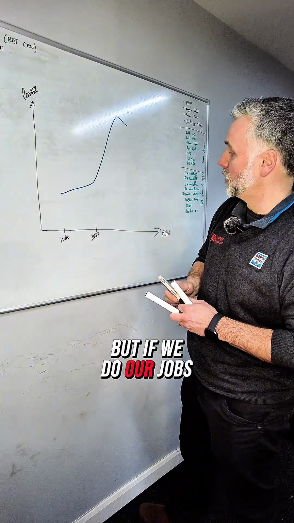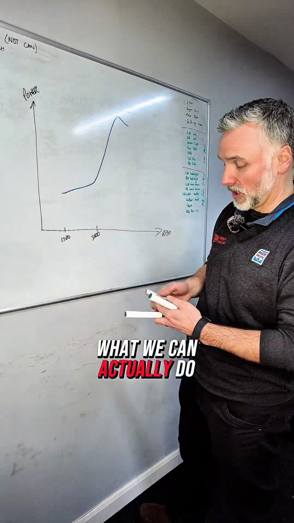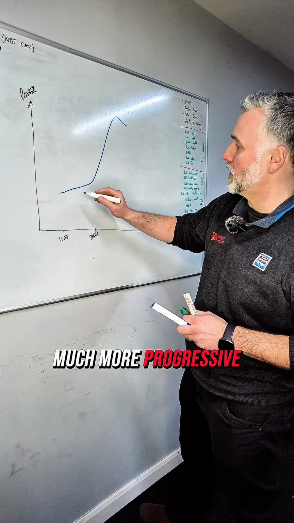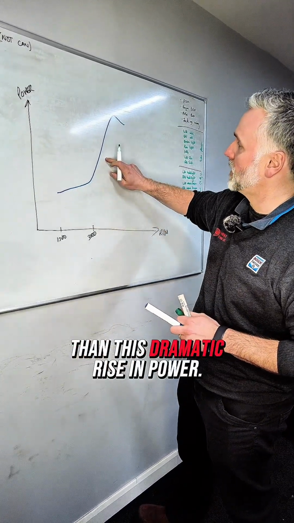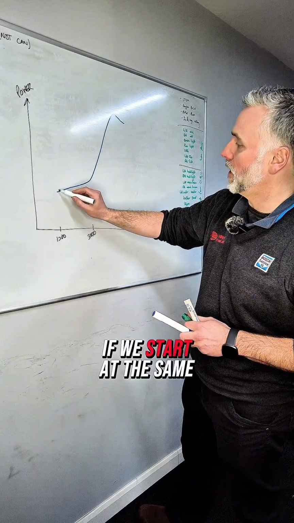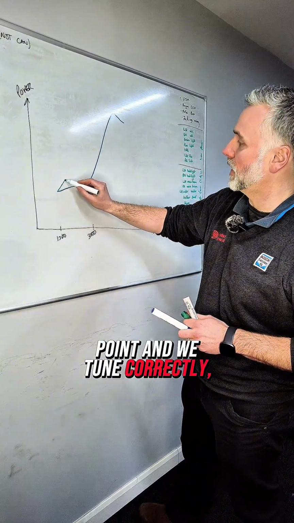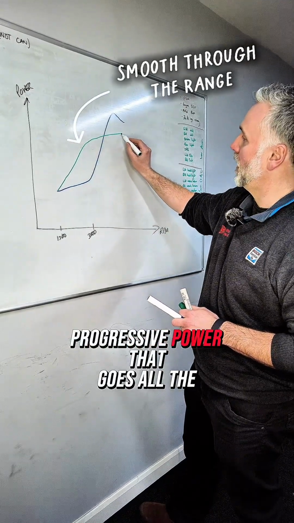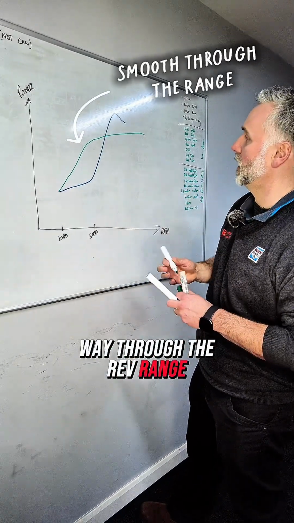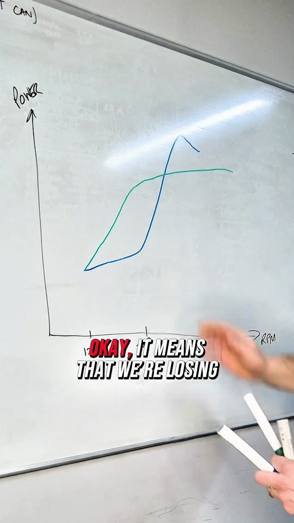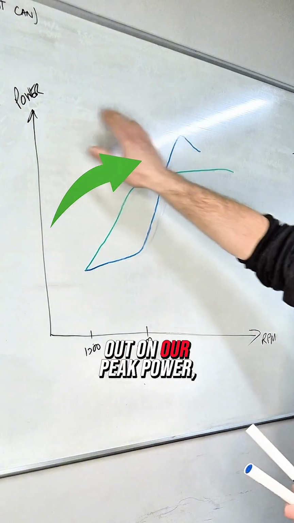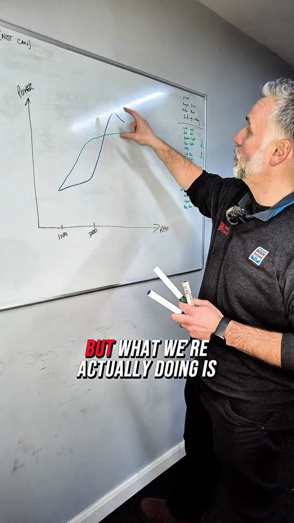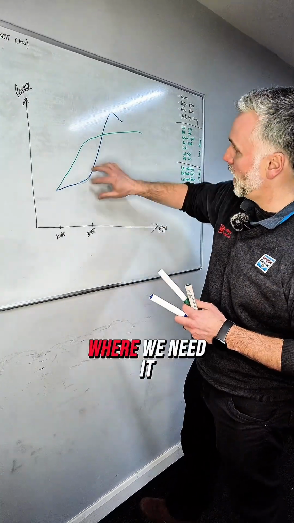But if we do our jobs properly, what we can actually do is produce a power curve that's much more linear, much more progressive, and much more usable rather than this dramatic rise in power. We start at the same point and we tune correctly. You get this nice progressive power that goes all the way through the rev range to the end. Okay, it means that we're losing out on our peak power. So maybe we lose 50, maybe 100 horsepower. But what we're actually doing is gaining power where we need it.